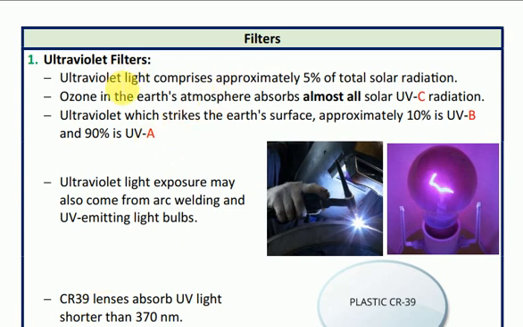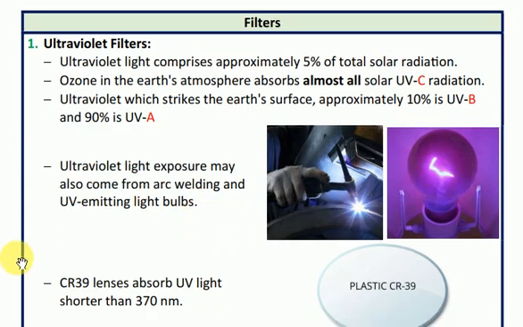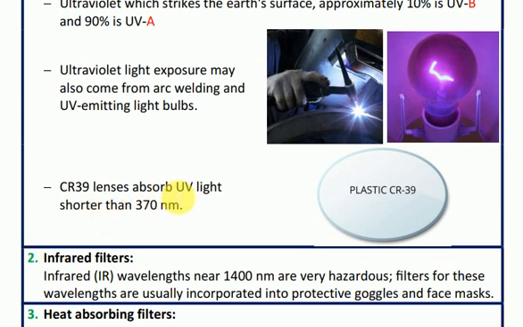Filters. Ultraviolet filter. Ultraviolet light comprises approximately 5% of the total solar radiation. Ozone in the Earth's atmosphere absorbs almost all solar ultraviolet C radiation. Ultraviolet which strikes the Earth's surface is approximately 10% ultraviolet B and 90% ultraviolet A. Ultraviolet light exposure may also come from arc welding and ultraviolet emitting light bulbs. CR39 lenses absorb ultraviolet light shorter than 370 nanometers.